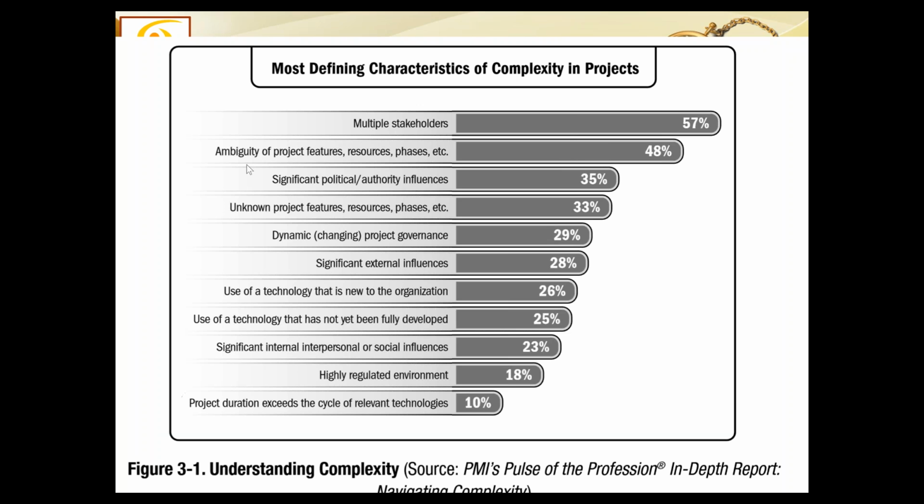The second is ambiguity of project features, resources or phases. 48% of people voted for that. Then there are significant political and authority influences, unknown project features and resources, dynamic changing project governance, significant external influences, and so forth. So you can always consult this list to define complexity in your specific case.